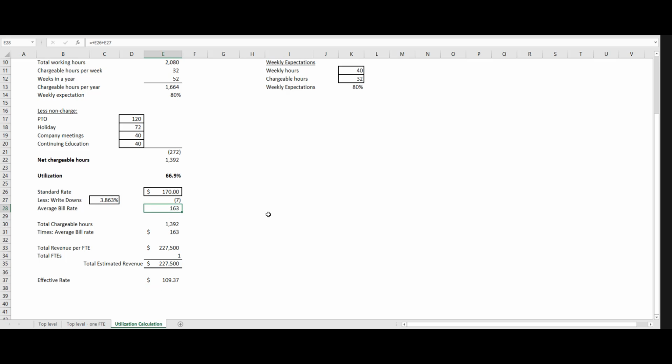Because yes, in this situation we're saying this individual has a $170 billing rate, the standard rate, but in reality the real average billing rate is $163 an hour because of inefficiencies, bidding issues, what have you. So then we say, okay, we know now that our net chargeable hours for this individual is 1,392 hours, and we know our average billing rate is $163 an hour. So that comes out to $227,000 of estimated revenue for that employee.